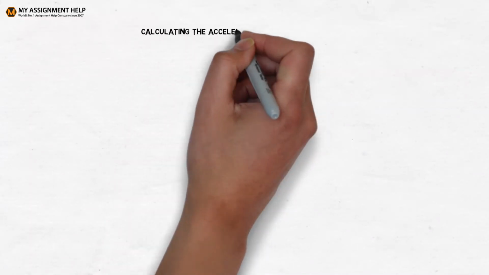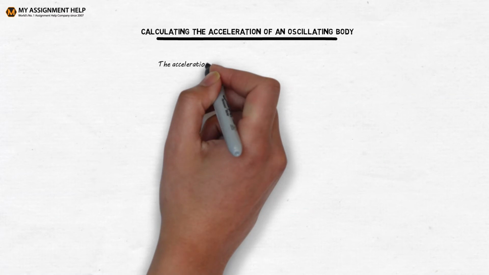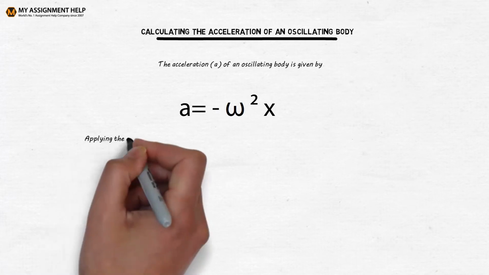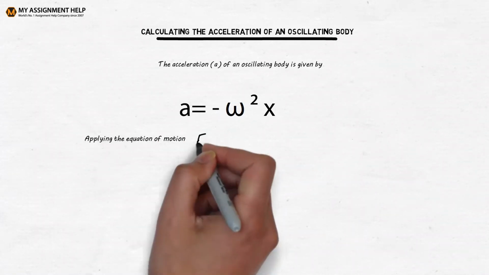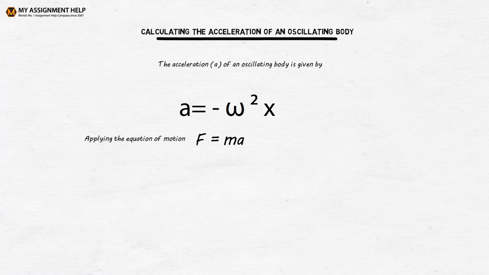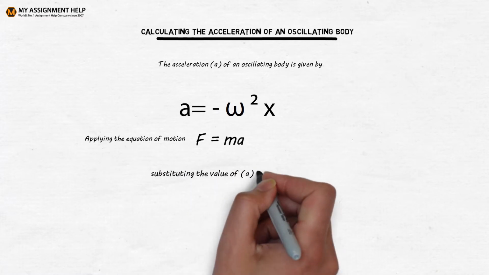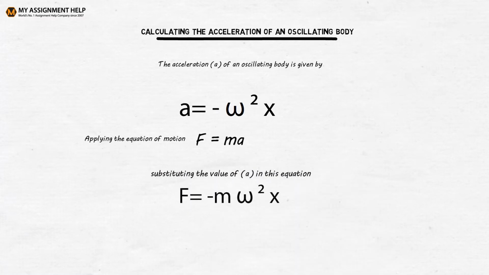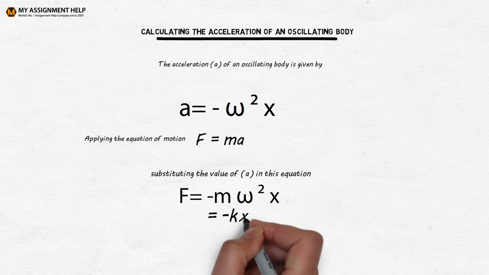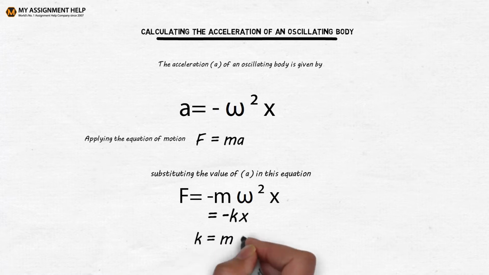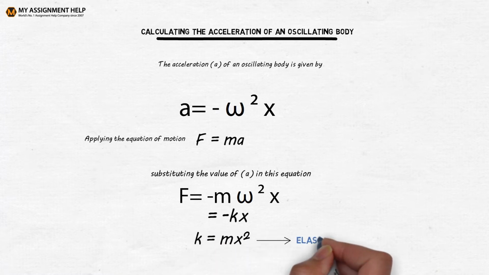Calculating the acceleration of an oscillating body. The acceleration a of an oscillating body is given by a equals negative ω squared multiplied by x. Applying the equation of motion, F equals mass multiplied by acceleration, and substituting the value of a in this equation, we have F equals minus mω²x, equals minus kx, where k is equal to mω² and is also known as an elastic constant.